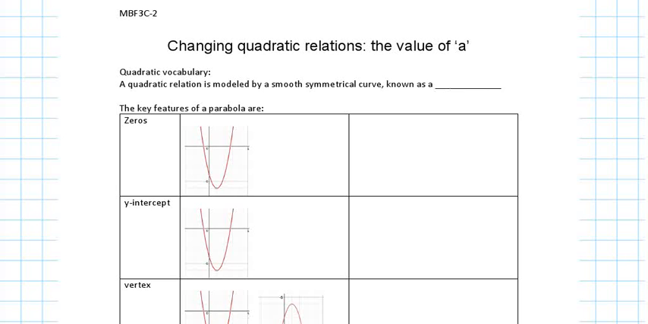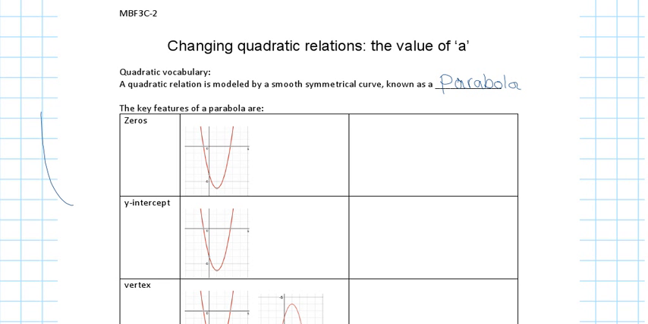So first, a quadratic relation is modeled by a smooth, symmetrical curve known as, what do we call this shape? Parabola. So the description for it is that it's smooth, so it doesn't have bumps. It's symmetrical because there is a symmetry, so I can cut it in half and there is a line of symmetry. Curve, and we call it a parabola.